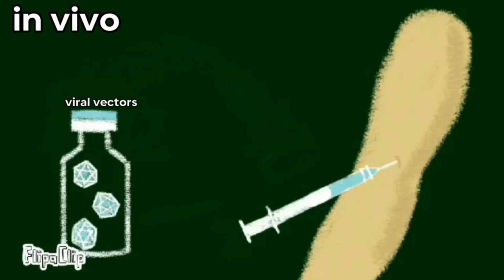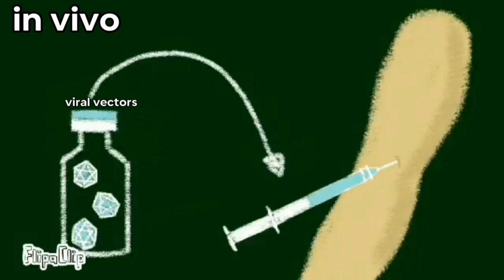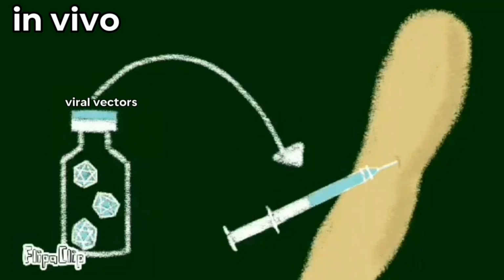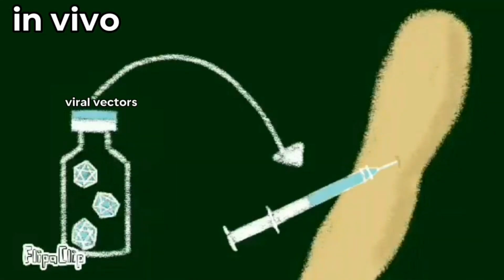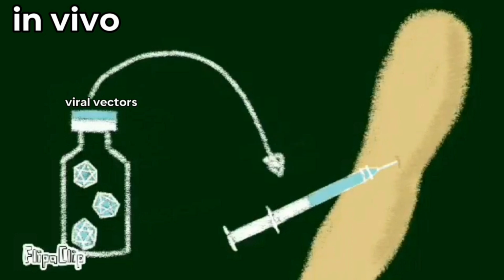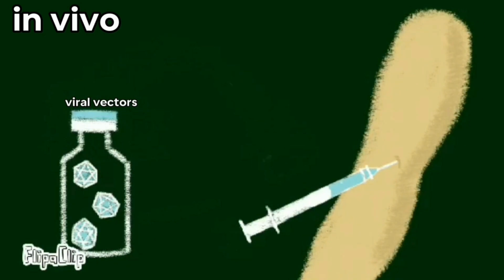Another method is through the use of non-viral vectors. Non-viral vectors are not derived from viruses and are generally safer than viral vectors. Non-viral vectors can be delivered to the patient's cells using various methods such as electroporation or microinjection.